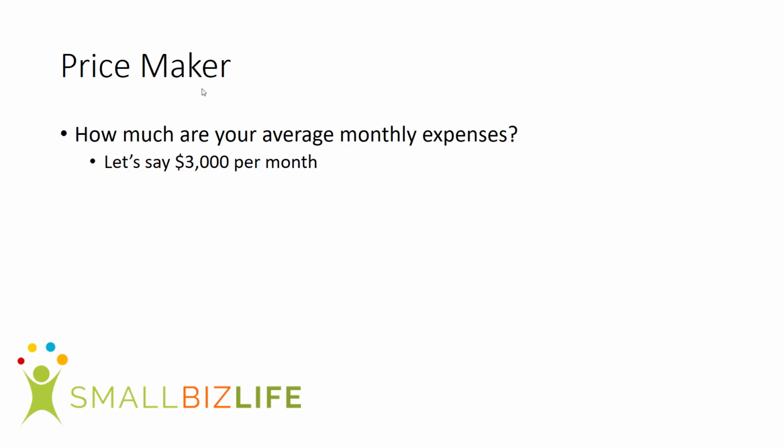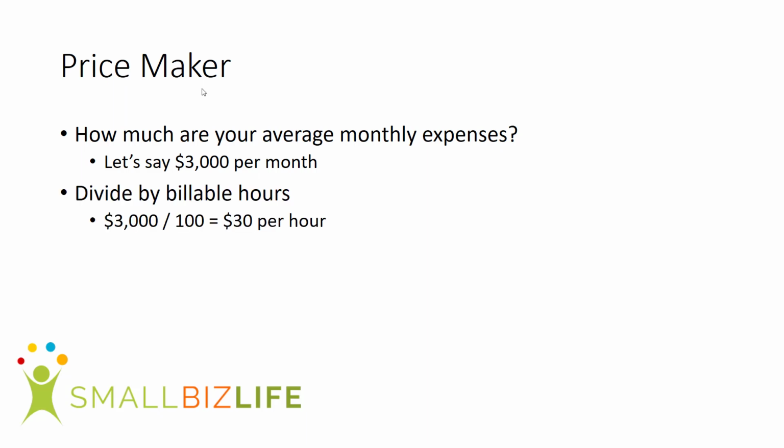How much are your average monthly expenses? So notice in this case, we're not calculating the monthly expenses. We're actually saying, okay, here are my monthly expenses, right? And we talked about how you can go through and get those. So let's say it's $3,000 a month. We're going to divide again. So 3,000 divided by 100 is $30 per billable hour. And that's nice because you know that that's built into your rate.